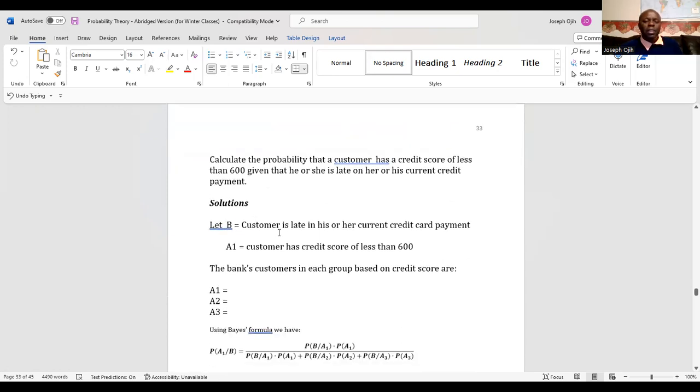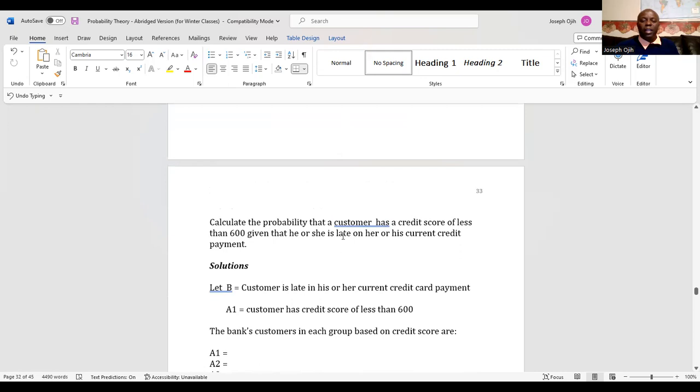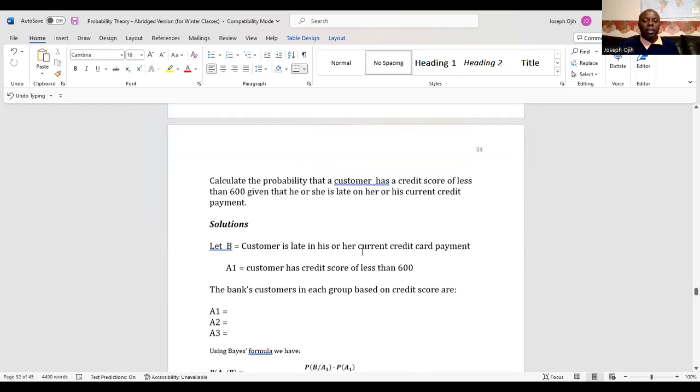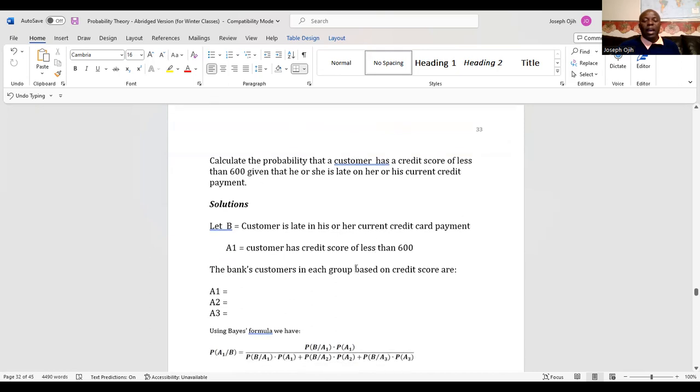Let B be that the customer is late with his or her current credit card payments. We use B to represent that. But we can say, okay, let A1 be credit scores of less than 600, because the question says to find the probability that the customer has a credit score of less than 600, given that he or she is late on payments. So let B be that the customer is late in his or her payments, and let A1 be that the customer has a credit score of less than 600.